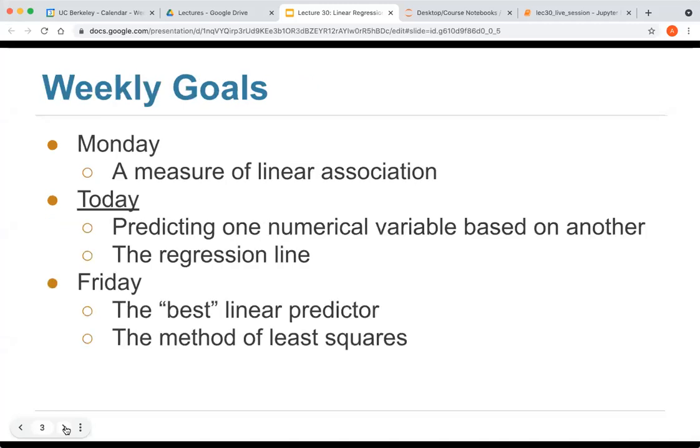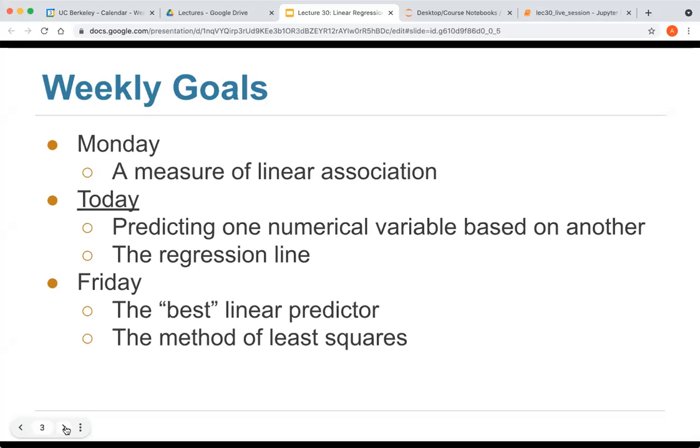Right. So this week and much of next week is going to be devoted to the topic of prediction, in particular, predicting one numerical variable based on another. Last time our discussion was focused on developing a measure of linear association. That's the thing called the correlation coefficient. And today we are going to use that quantification to make predictions of one numerical variable based on another, provided some particular conditions are satisfied. And on Friday, you will begin to see in what sense that is the best.